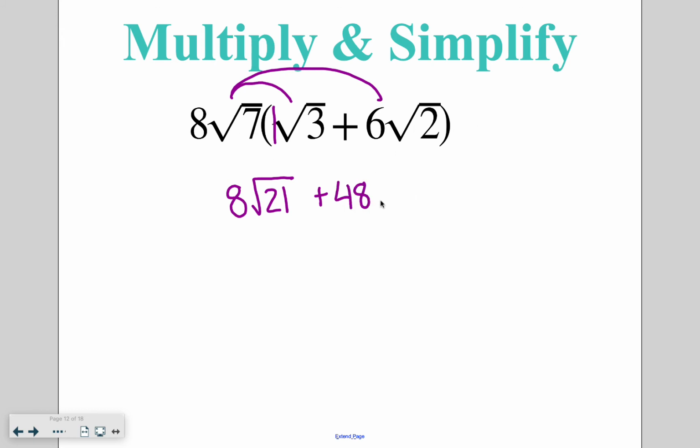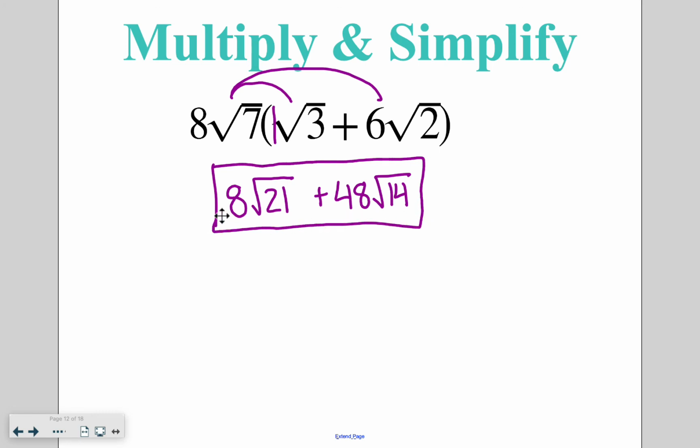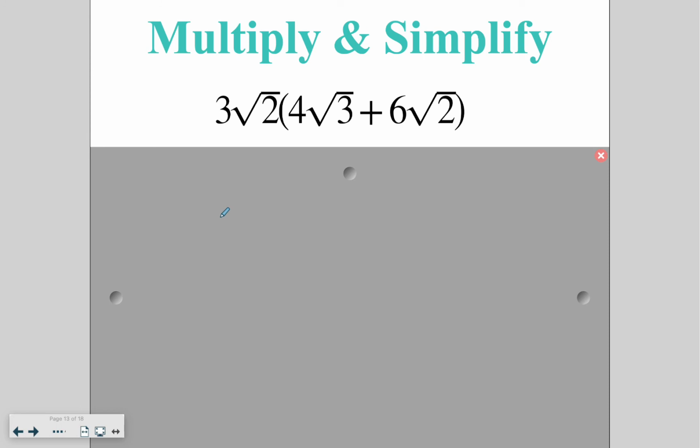7 times 2 is 14. The square root of 21 cannot be divided by a perfect square, and neither can the square root of 14. So sometimes after you distribute, that's as simplified as it can go, because we cannot break it down to add or simplify these two different radical pieces. Go ahead and try this one on your own.